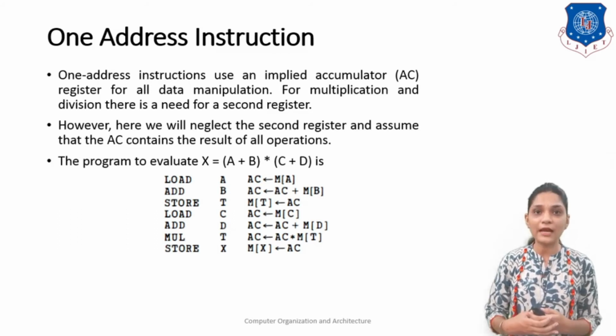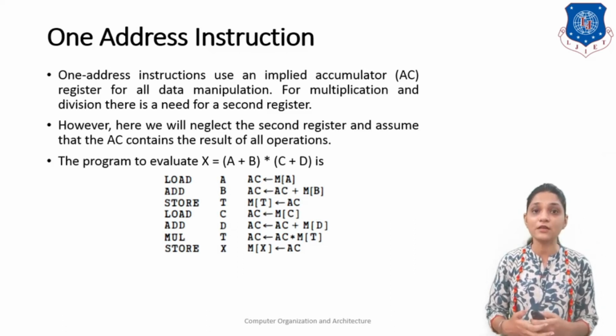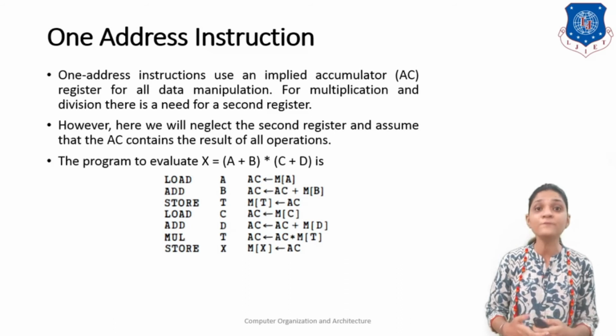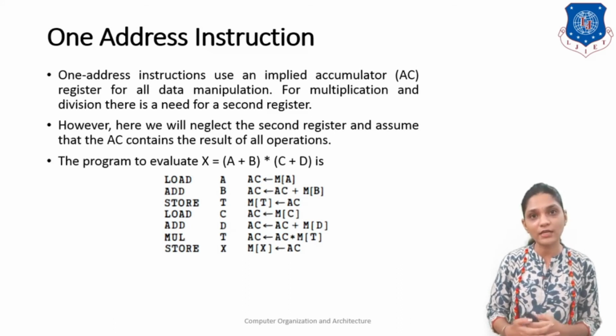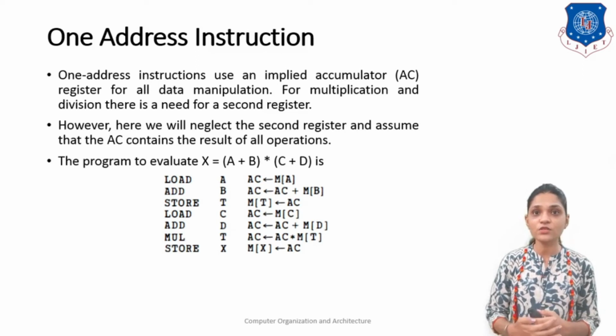Then we will use the ADD B instruction. Here the accumulator will be the default register for one operand for the addition operation. So the addition of the accumulator and memory location B will be done, and the result is going to be stored in the accumulator. Okay. Next instruction we will use is STORE T.